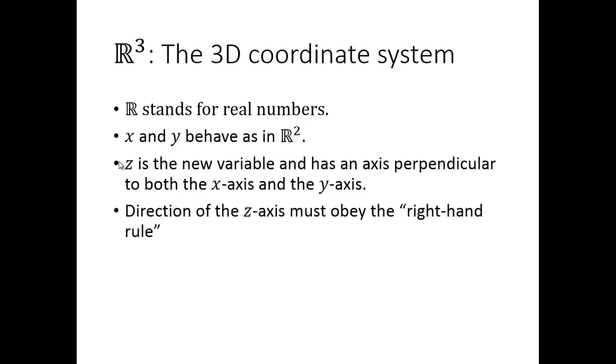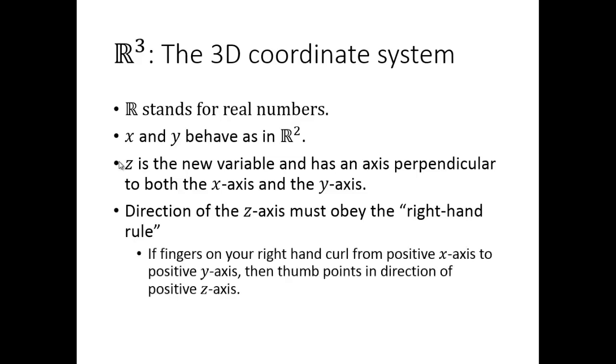Now, there's one trick to this, and we have to obey the right-hand rule here. Essentially, if x and y give us a flat plane, then depending on how x and y are oriented with each other, that defines the positive direction for z to be either up or down. The right-hand rule just means that if the fingers on your right hand curl from the positive x-axis to the positive y-axis, then your thumb should point in the direction of the positive z-axis. It's an anatomical way to remember which direction the z-axis should point.